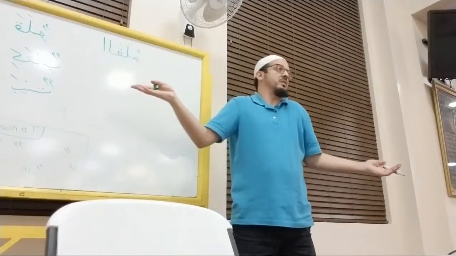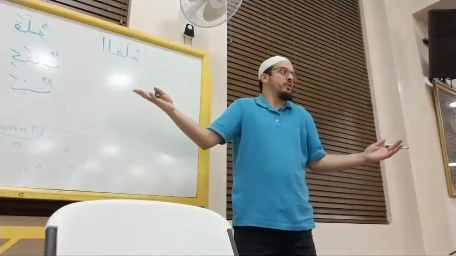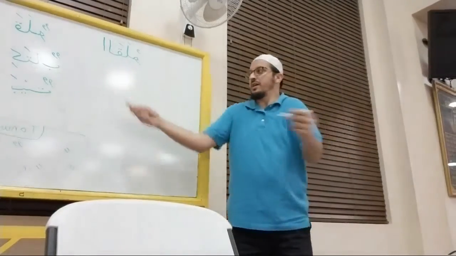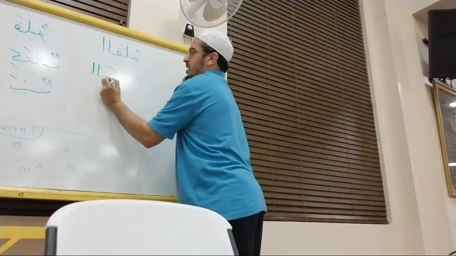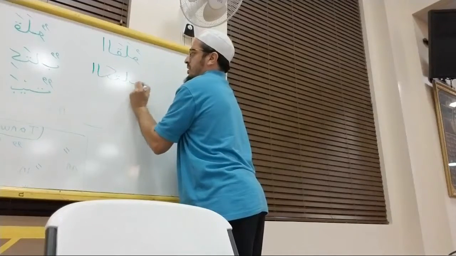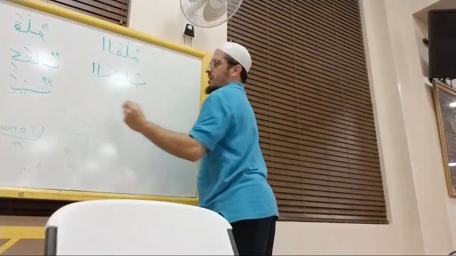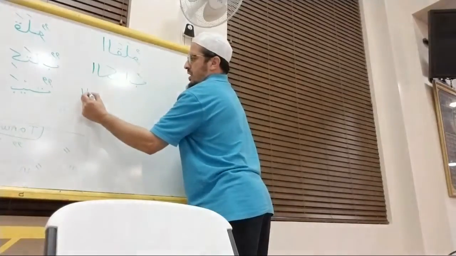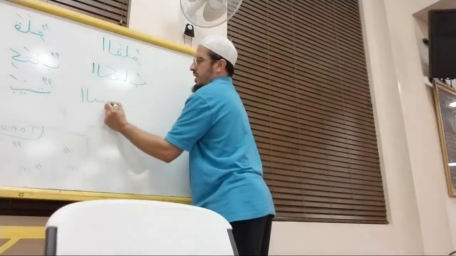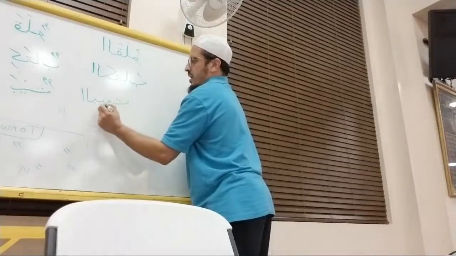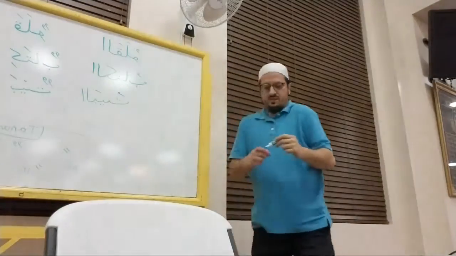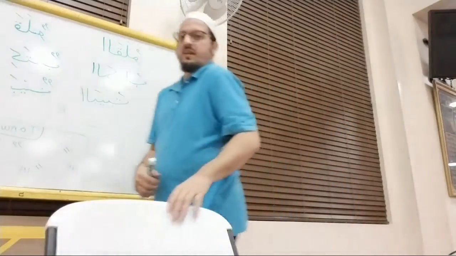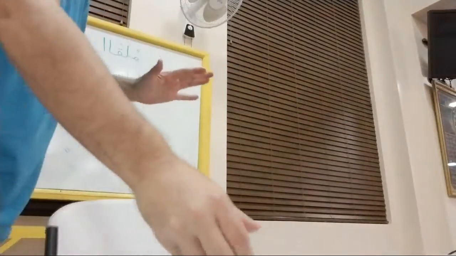Qalamun, a pen. A pen, what pen? We don't know. House, what house? Right? Kitabun, so we add al. Kitabu. Baytun, al-baytu. The L is just that slash when you add alif to it. Al means the. Yeah, al.